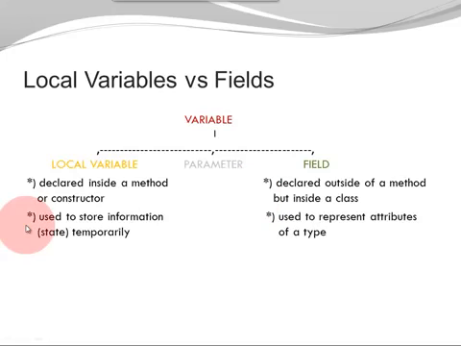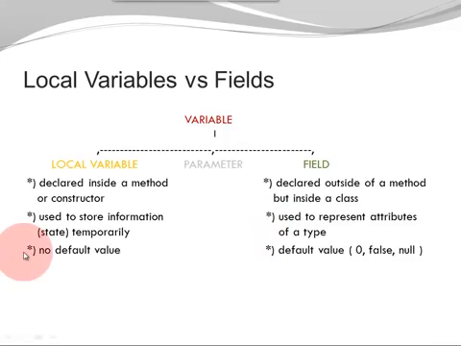Local variables are used to store information or state temporarily. The moment the code block where my local variable was declared terminates, my local variable goes out of scope and is no longer available. Fields are used to represent attributes of a type, and their availability is independent of method calls or code blocks and their termination. So you can call methods multiple times, they can terminate multiple times. This does not affect the availability of your fields.